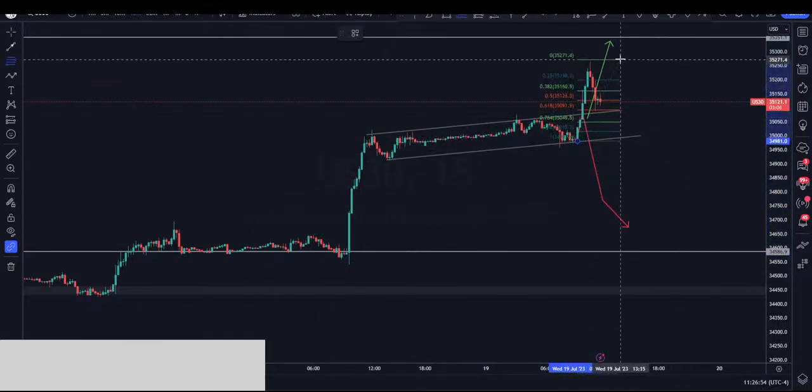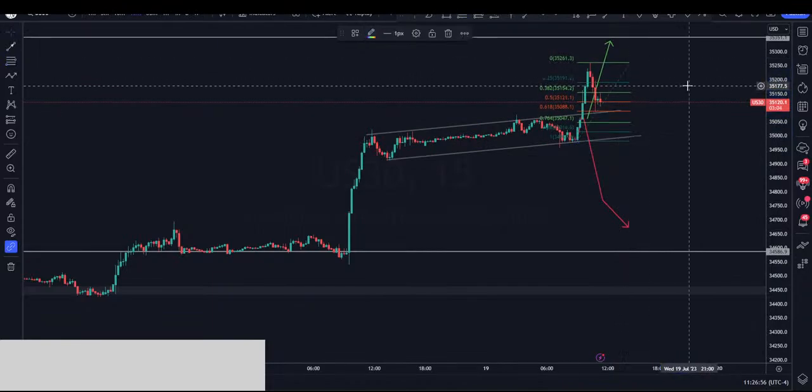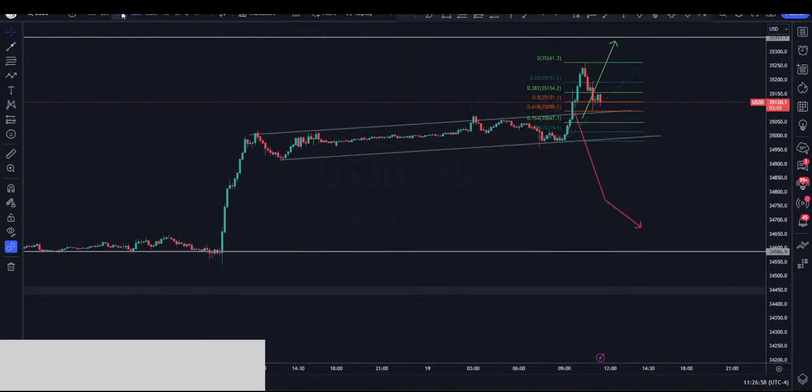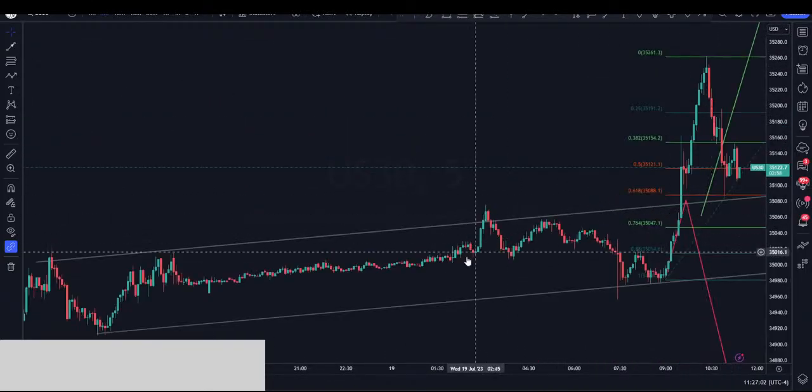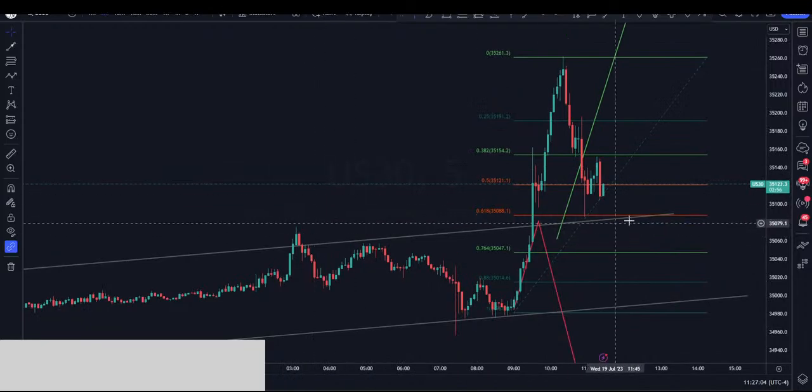Just looking at US30 here to see what's happening. So we had that drive down. It got into the golden zone, and now it's rejecting.